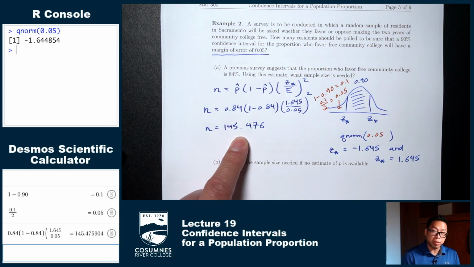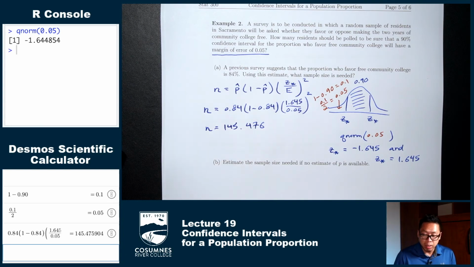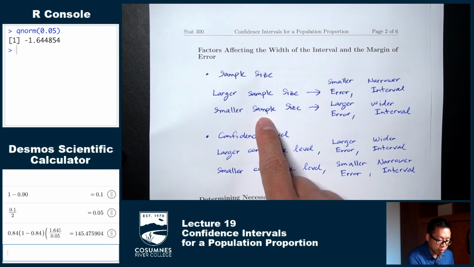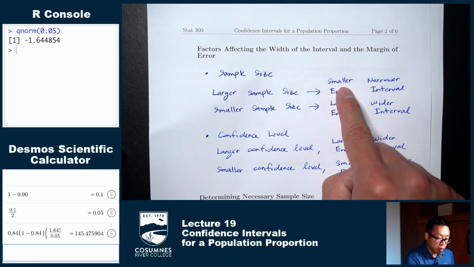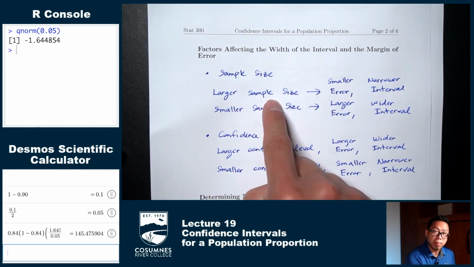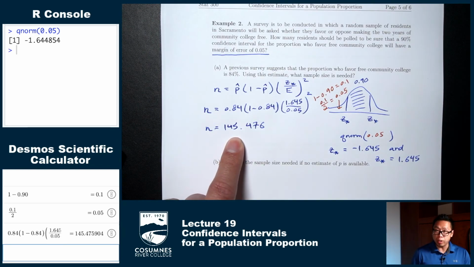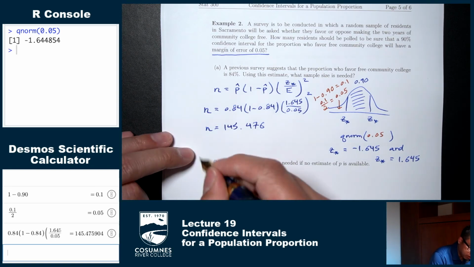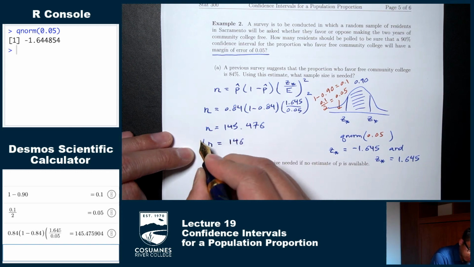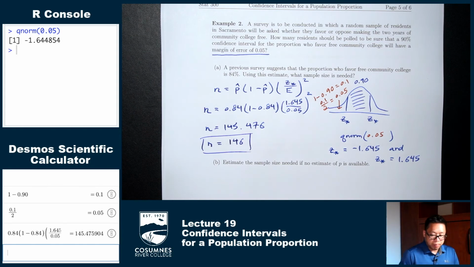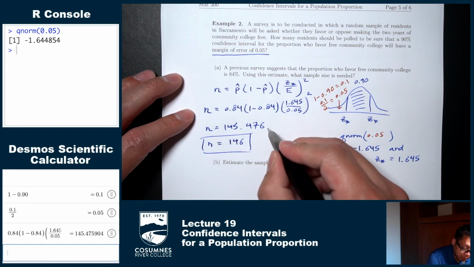So 145 will represent a smaller sample size. But a smaller sample size, we said, gives us a larger error. We don't want that. We want a smaller error. So for a smaller error, we need to use a larger sample size. So we need to go larger here, always. So we're always going to round up. So this is going to round up to 146. Okay, so if you end up with decimals here, don't round the usual way. You're always going to round up.